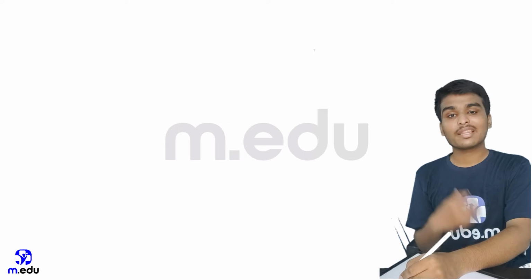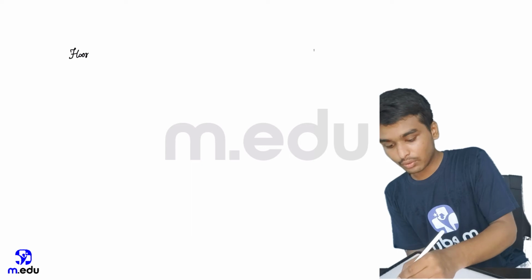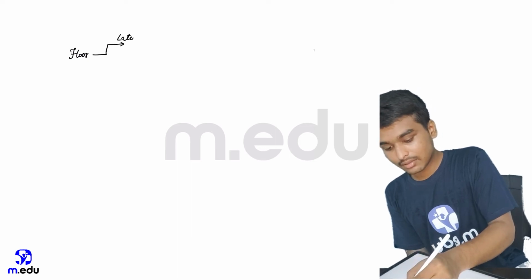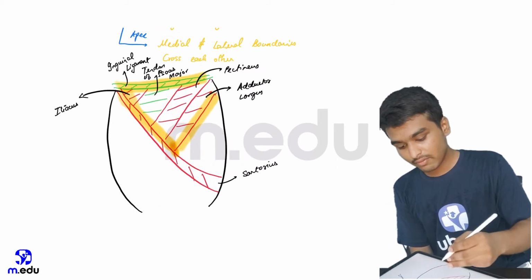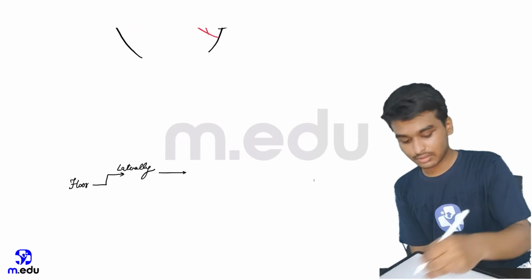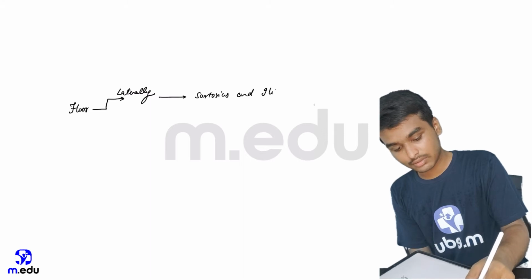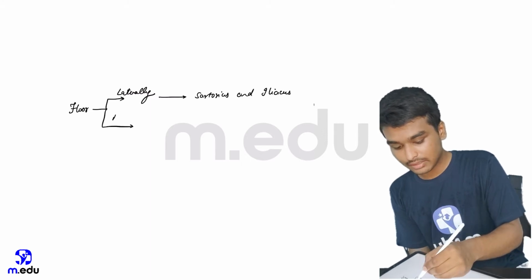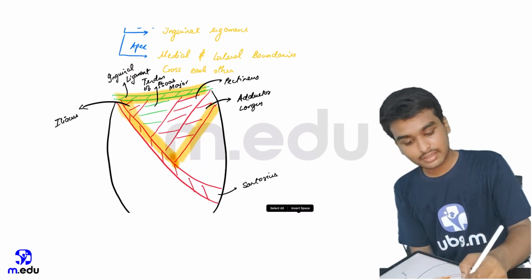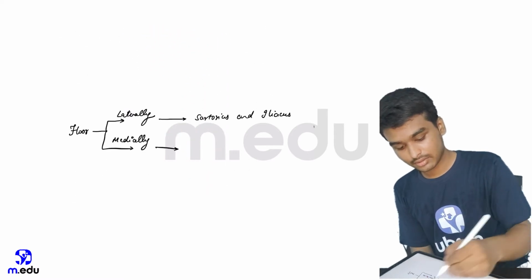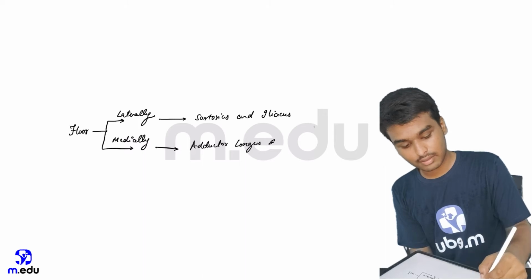So now we'll look at the muscles which form the floor of the femoral triangle. So at the floor, laterally, with the help of a diagram, we have sartorius and the iliacus muscle. And medially you can see the adductor longus and pectineus.